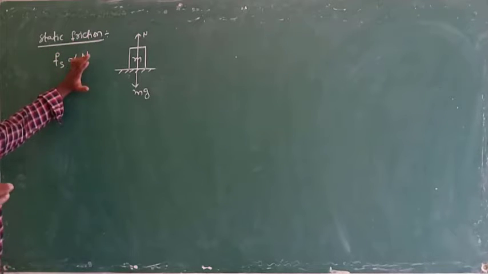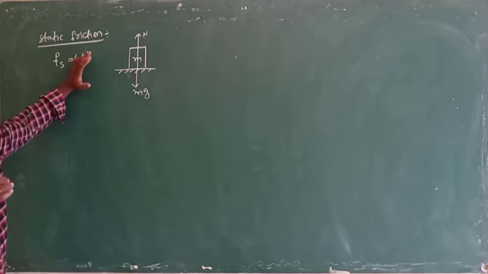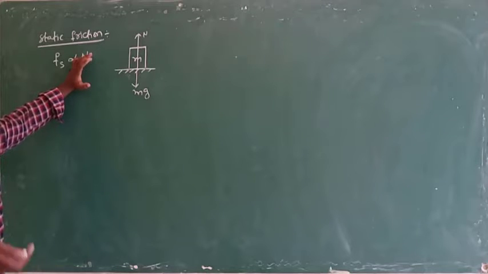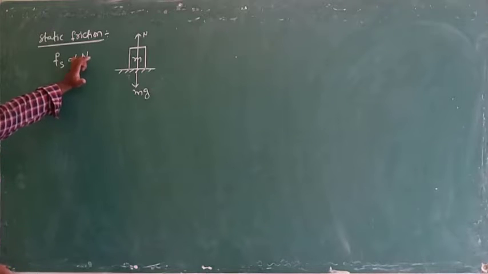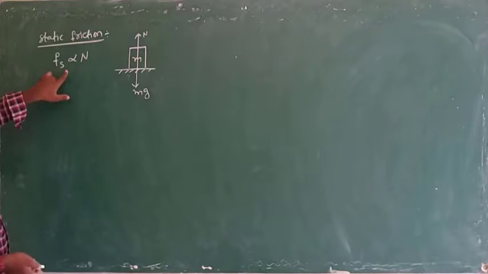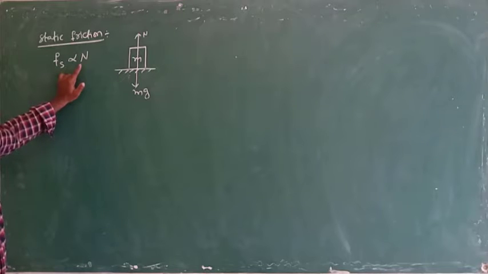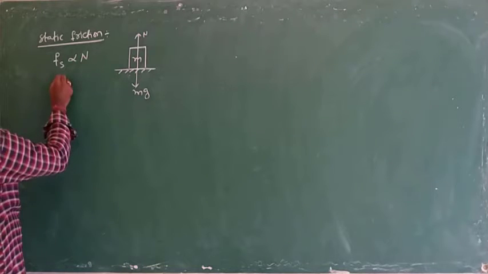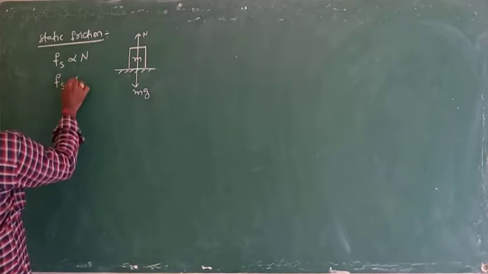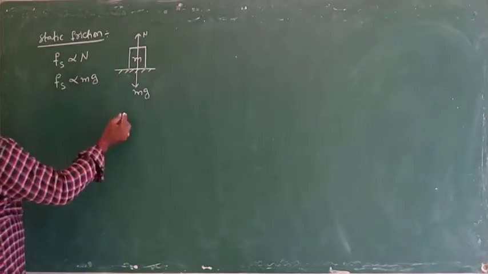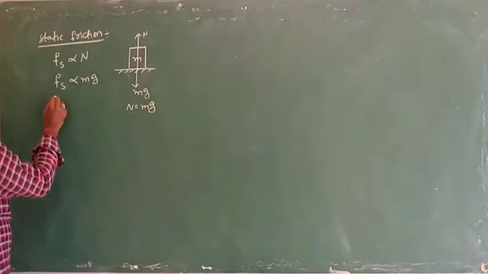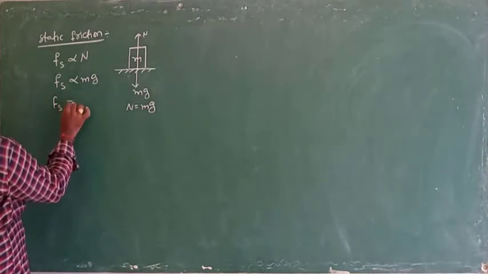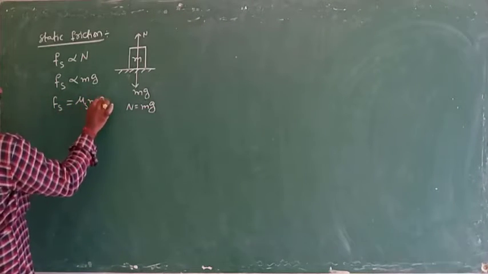When two bodies are at rest with respect to each other, the force of friction acting between them is known as static friction. Static frictional force is directly proportional to normal force. Therefore, it is directly proportional to mg. Here in this situation, N equals mg. Therefore, Fs equals mu s into mg.